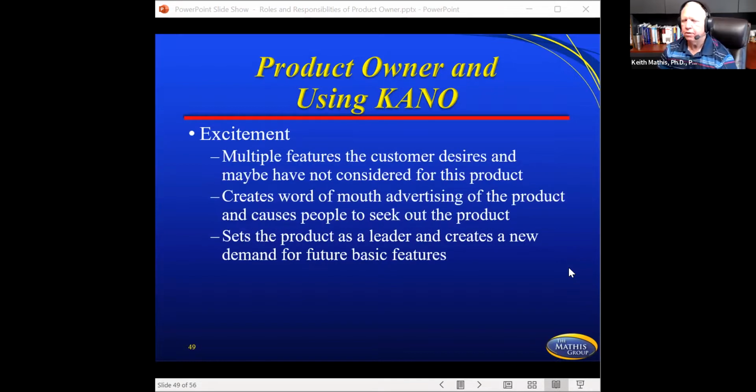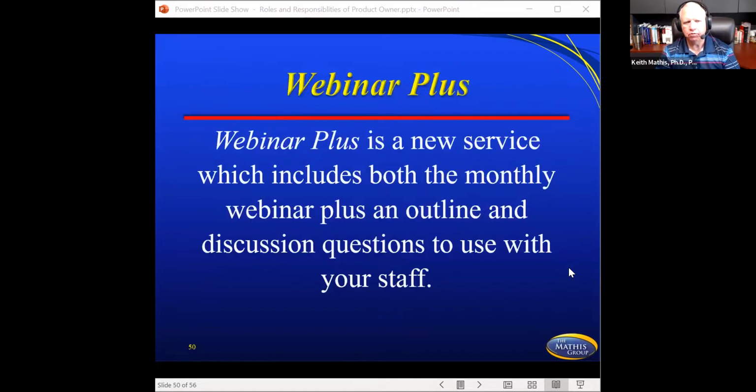And then of course, excitement. That's got features that the customer is ecstatic about. And so this creates word of mouth advertising. They tell people about it. They're ecstatic about it, and so they're verbalizing this to other individuals.